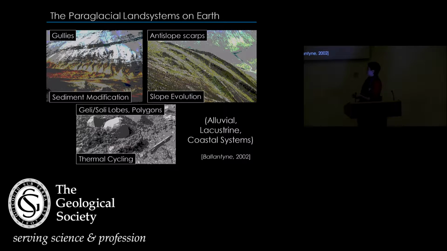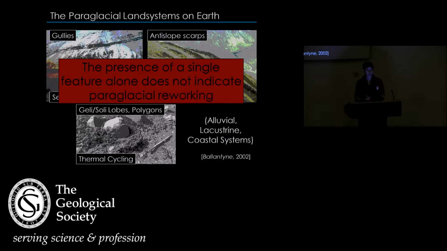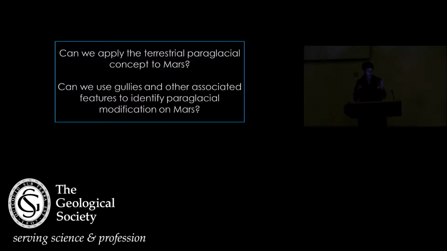There's also 3 different land systems on Earth: alluvial, lacustrine, and coastal systems. Since I'm applying this concept to Mars, we're going to just ignore these 3 for now. A key point of the periglacial land system is that the presence of any of these features alone does not indicate periglacial reworking. So if you just see a gully on its own or a single polygon, that does not mean that we are in a periglacial environment. You need to have some sort of deglaciation in the system that these features are forming in response to have that periglacial period.